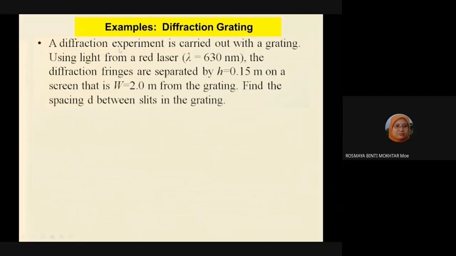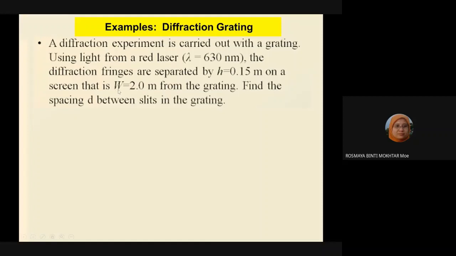A diffraction experiment is carried out with a grating. We use light from a red laser, lambda equals 630 nanometer. The diffraction fringes are separated by H equals 0.15 meter. In the previous slide, we used Y instead of H, same meaning. H or Y, the distance between the fringes is 0.15 meter.